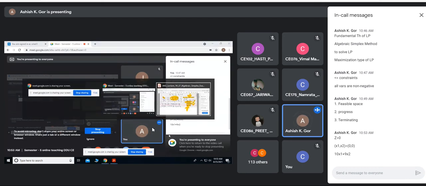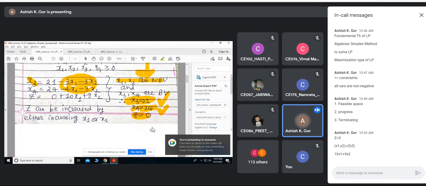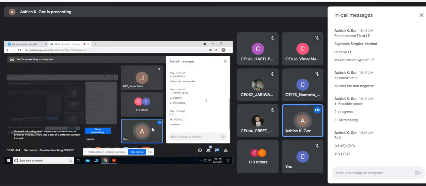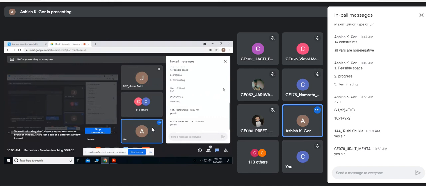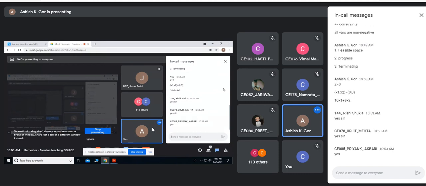Okay, so now, yes, everybody got the idea. First step, is this clear? Others? Okay.